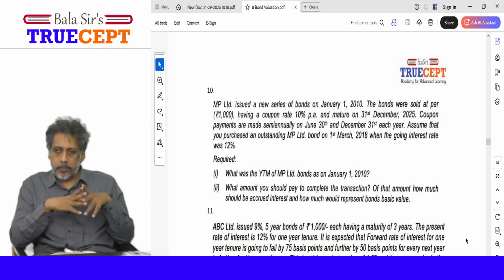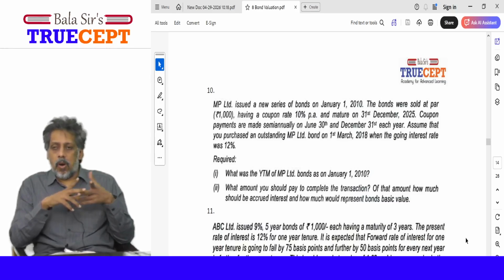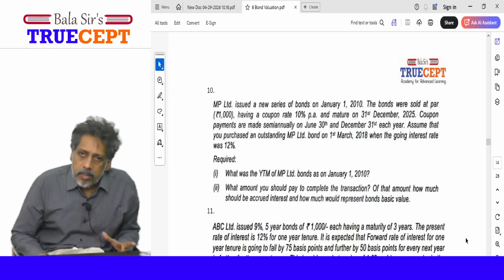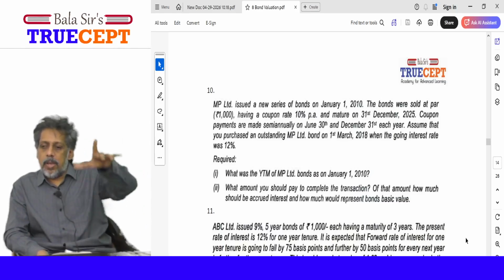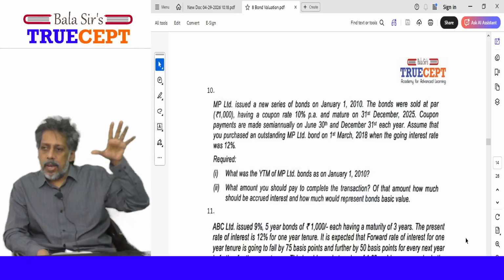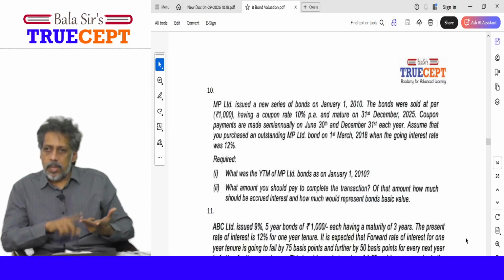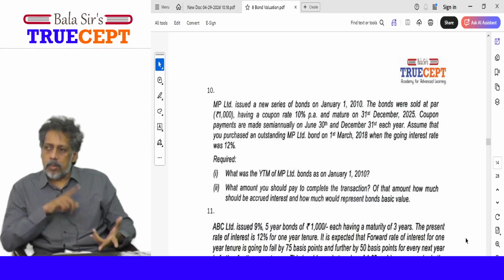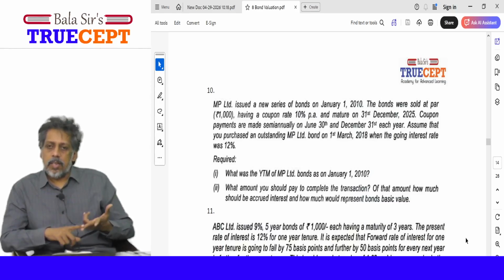Next, they mature on 31st December 2025. Coupon payments are made semi-annually on June 30 and December 31 each year. So what is 1000 rupees into 10%? Rupees 100 per annum, divided by 2. How much? Rupees 50 will be the interest paid by the company at the end of every 6 months, right? Once on June 30th and then December 31st.